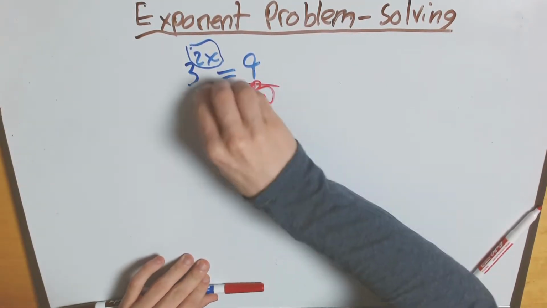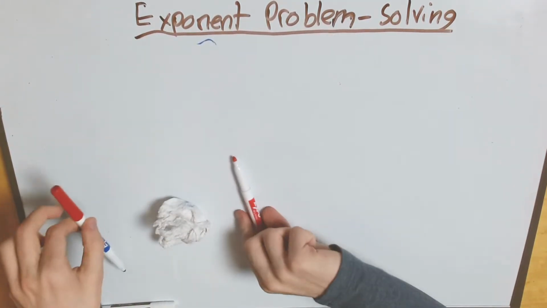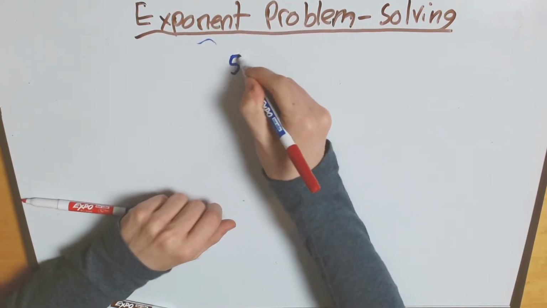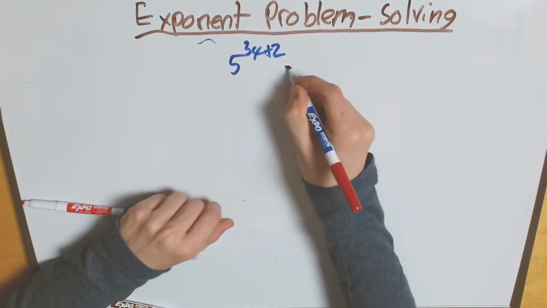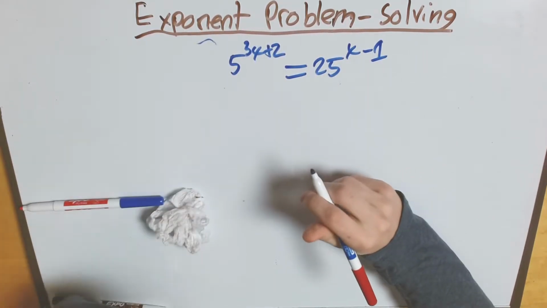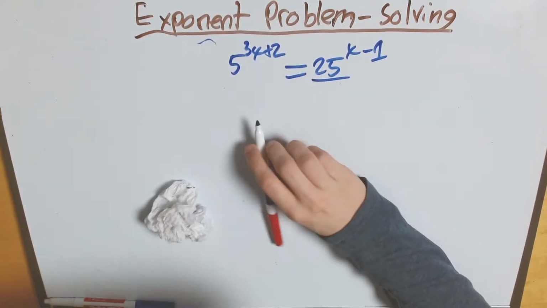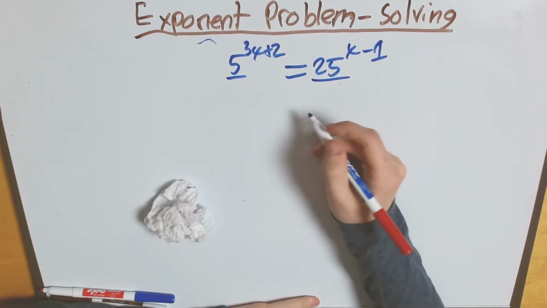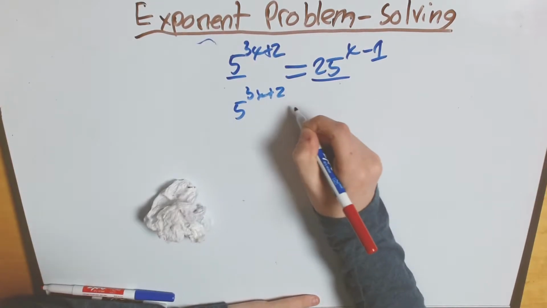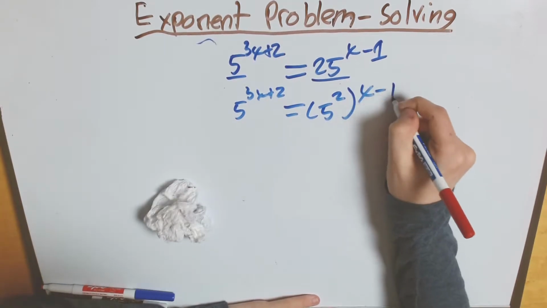Now, these types of problems can oftentimes get more complicated, and we'll do one such more complicated one now. Let's say we have something like 5 to the 3x plus 2 is equal to 25 to the x minus 1. Now here, it's a little difficult, but I want to keep things as simple as possible. So I want to convert 25 in terms of 5. 25 is, of course, 5 squared. So I have 5 to the 3x plus 2 equals 5 squared all to the x minus 1.